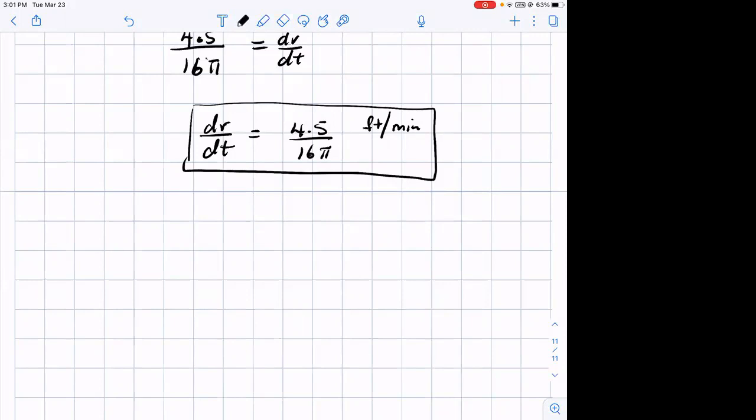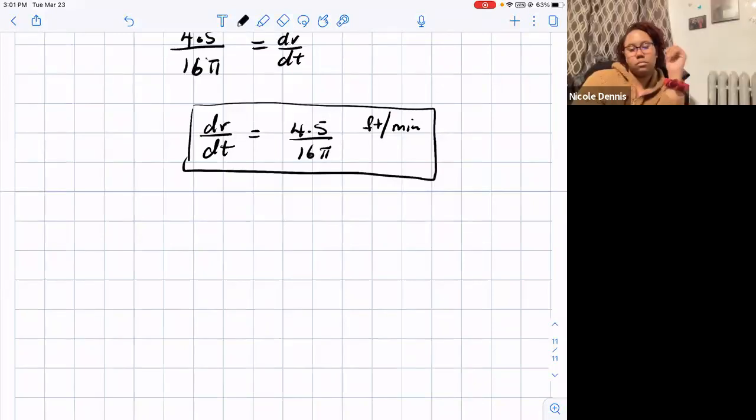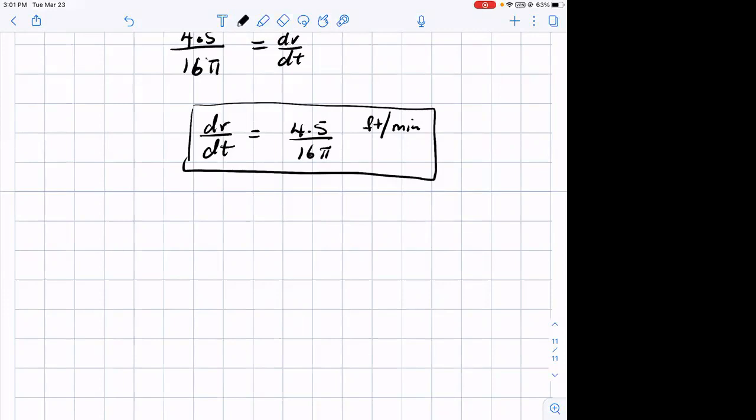Any questions? Questions? No. So let's look at the airplane problem that Yang Yang asked about.